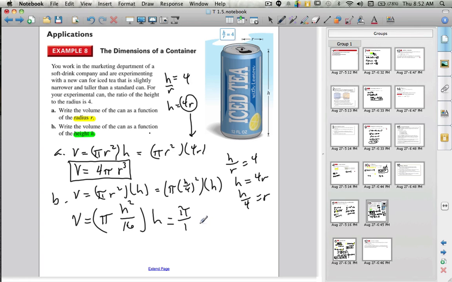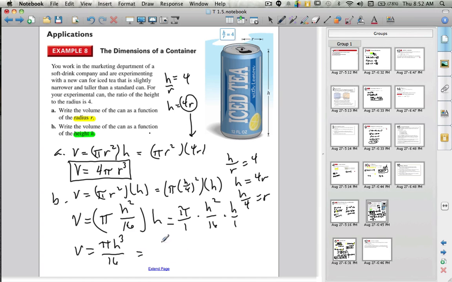Pi is pi over 1 times h squared over 16 times h over 1. When we multiply fractions together, I multiply the numerators. So my volume will be pi times h squared times h. That's going to be pi h cubed over 1 times 16 times 1. Should be 16. This would be the best way to write it.